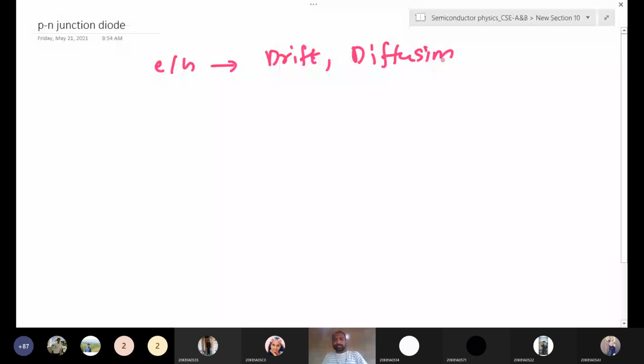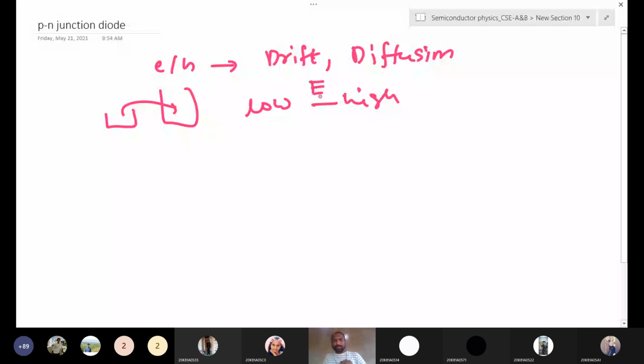Only these two processes we have in semiconductors. Either it will travel by a drift process or a diffusion process. Drift means, suppose an electron wants to go from low concentration to high concentration, you need some external field. Here we will use an electric field to send it.